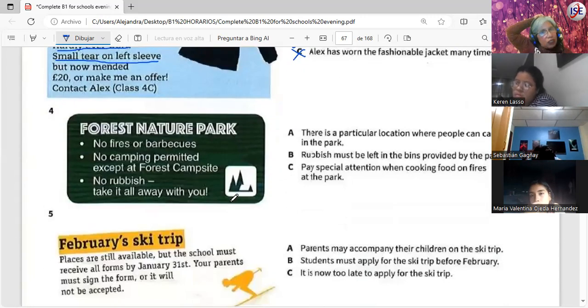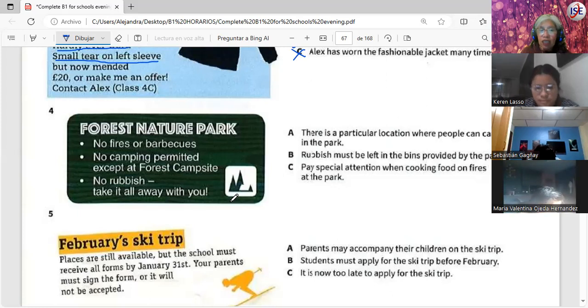Forest Nature Park. No fires or barbecues. No camping permitted except at forest campsite. No rubbish. Rubbish in this case means garbage, British English for garbage. Take it all away with you. Letter A, there is a particular location where people can camp in the park. Letter B, rubbish must be left in the bins provided by the park. C, pay special attention when cooking food on fires at the park.